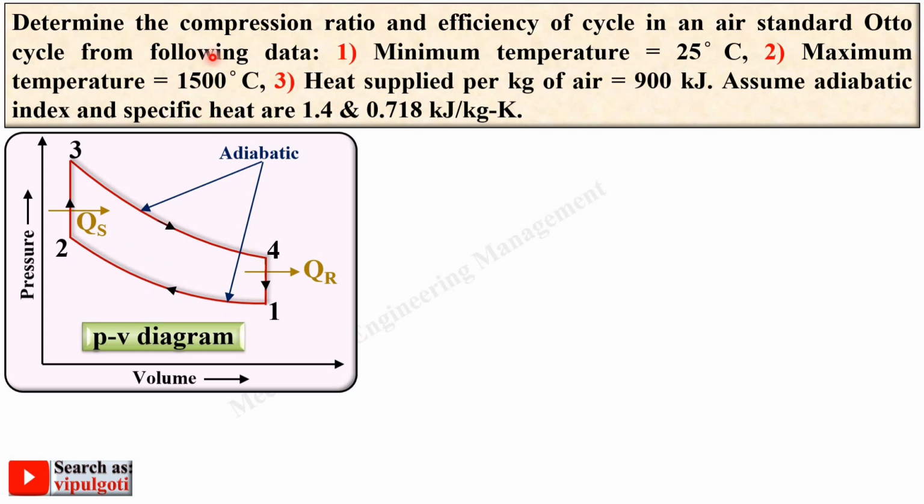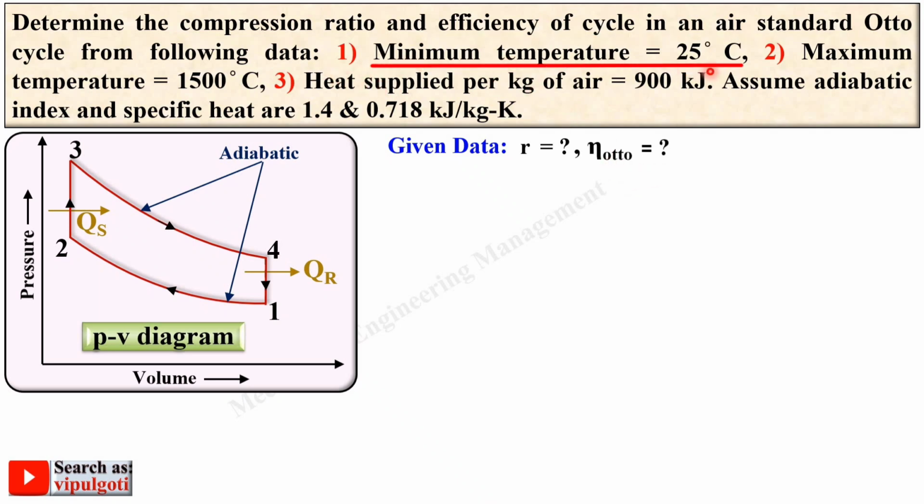Now write down the given data into symbolic notation. Determine the compression ratio. Obviously you can understand the compression ratio is V1 by V2, which is denoted by small r also. So that is the question mark, r is equal to question mark. Efficiency of cycle: again you know that this is the Otto cycle, so eta Otto is equal to question mark.